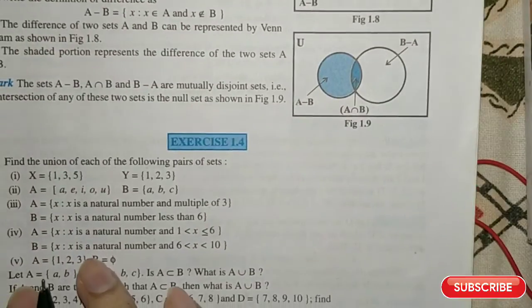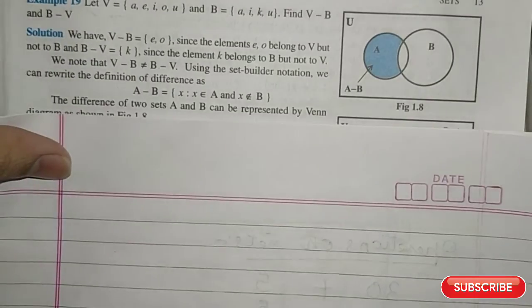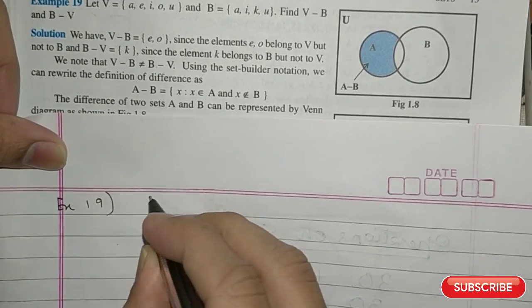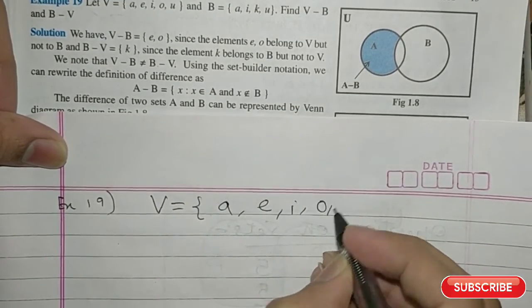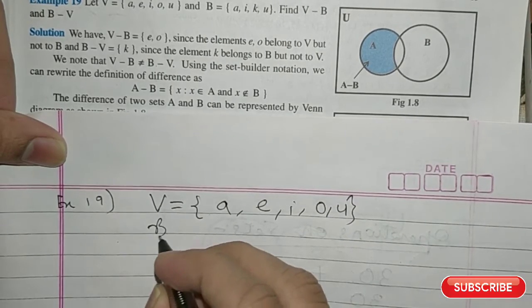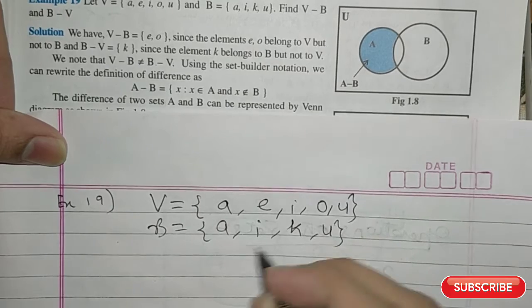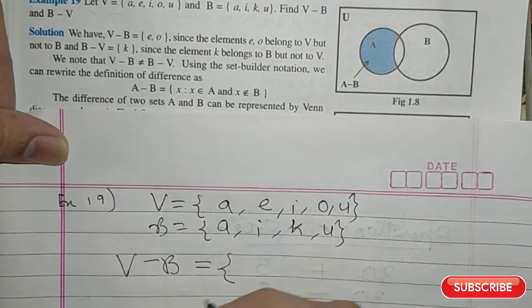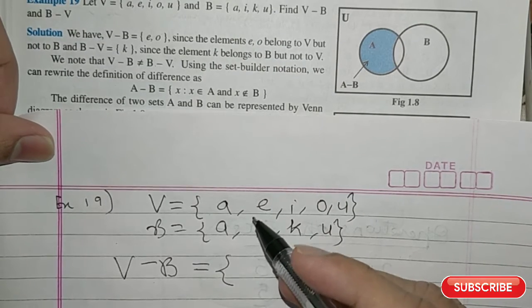Now let us look at this example, that is example number 19. So you are given two sets, V equal to A E I O U and B equal to A I K U. So you have to find V minus B. So what you have to do? You have to remove all the elements of B from V.